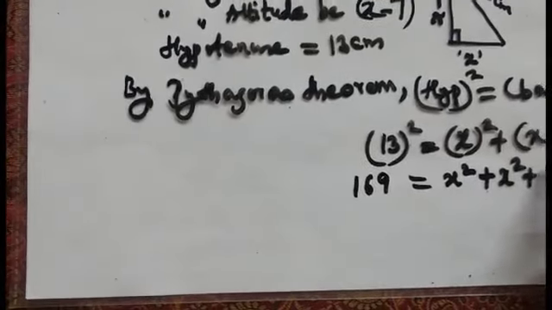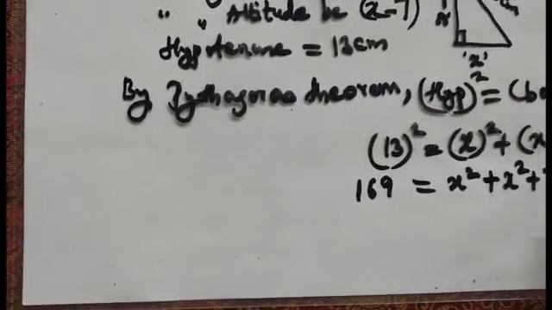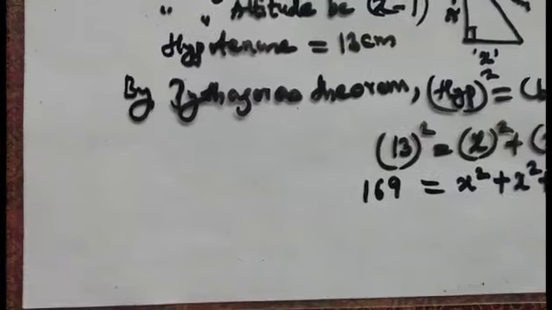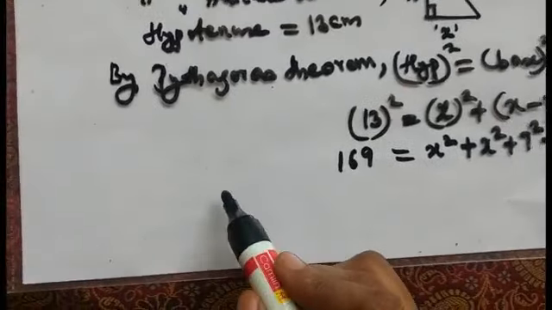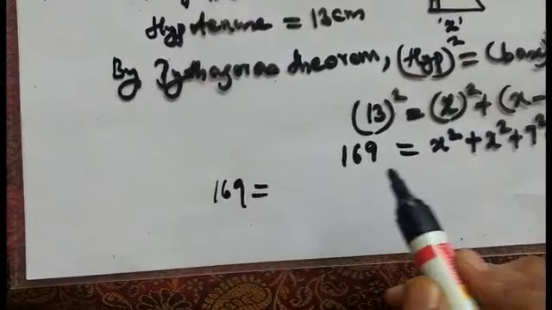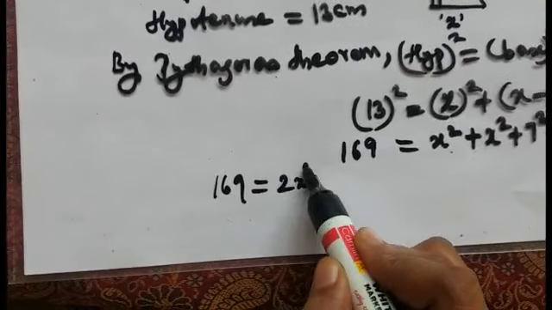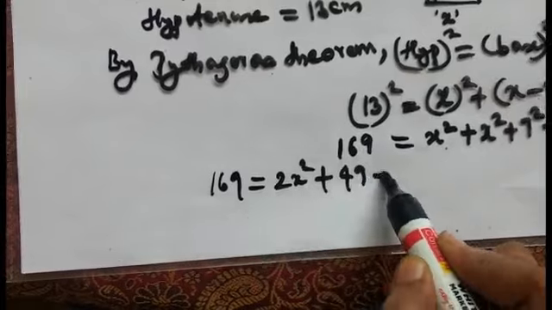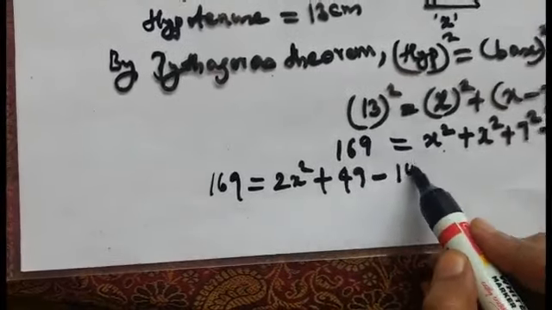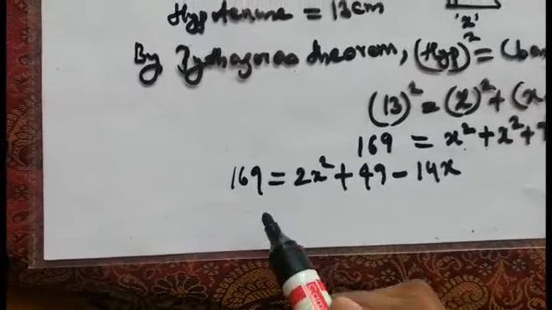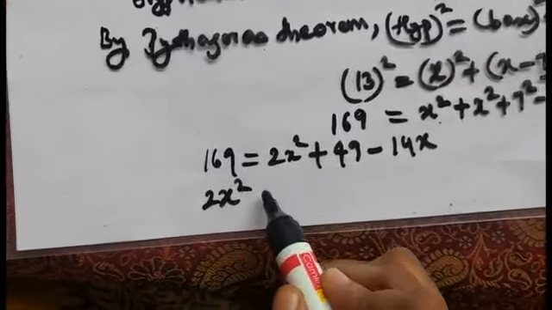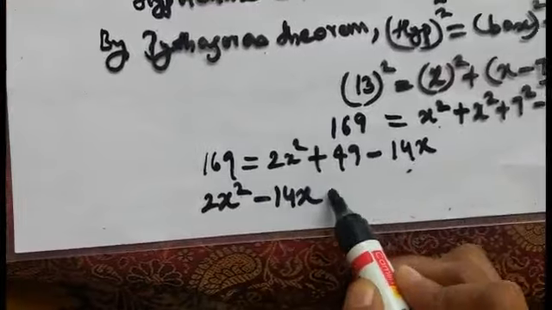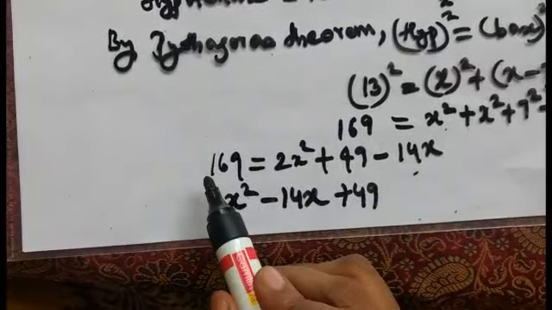Now here 169 is equal to x square plus 49 minus 2 7s are 14x. Okay, so let's collect all the terms together to make a proper quadratic equation. 2x square minus 14x plus 49 is 169. I will transpose it to the other side, so it will become minus, and it is equal to 0. Okay, now after this we have to solve this quadratic equation, this finalized simplest one.